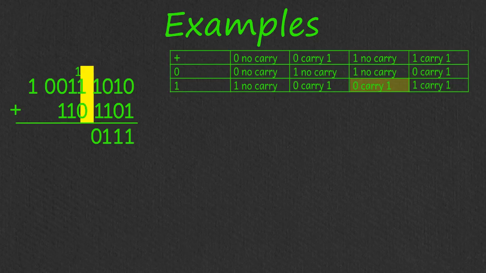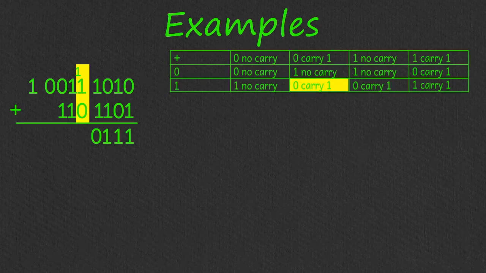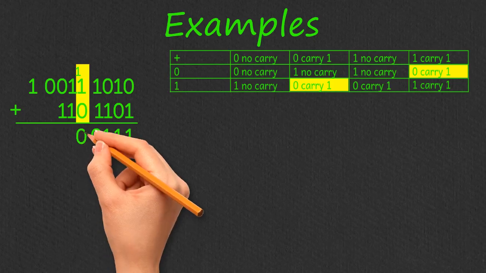Now in the next place value column, we have 1 and 0, carry 1. Let us look at the table and see what should be done. From the table, we can either use the sum of 1, 0, carry 1 or 0, 1, carry 1. The result is the same, 0, carry 1.